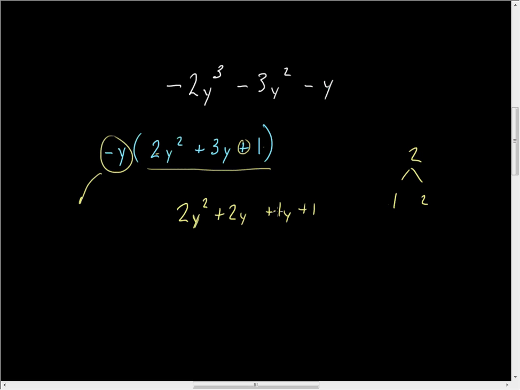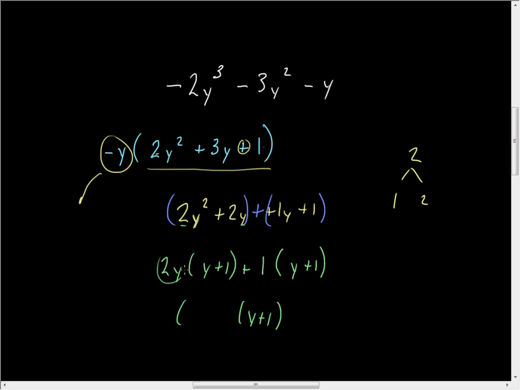And now I'm going to gather everything up into my groupings here, with a plus sign in the middle. So I can factor out a 2 and a y from the first grouping. So 2y comes out, and I'm left with y plus 1. I could factor out a 1. Always factor out, even if it's just a 1, and it becomes y plus 1 over here. That means that y plus 1 is one of my factors. The other factor is 2y plus 1.